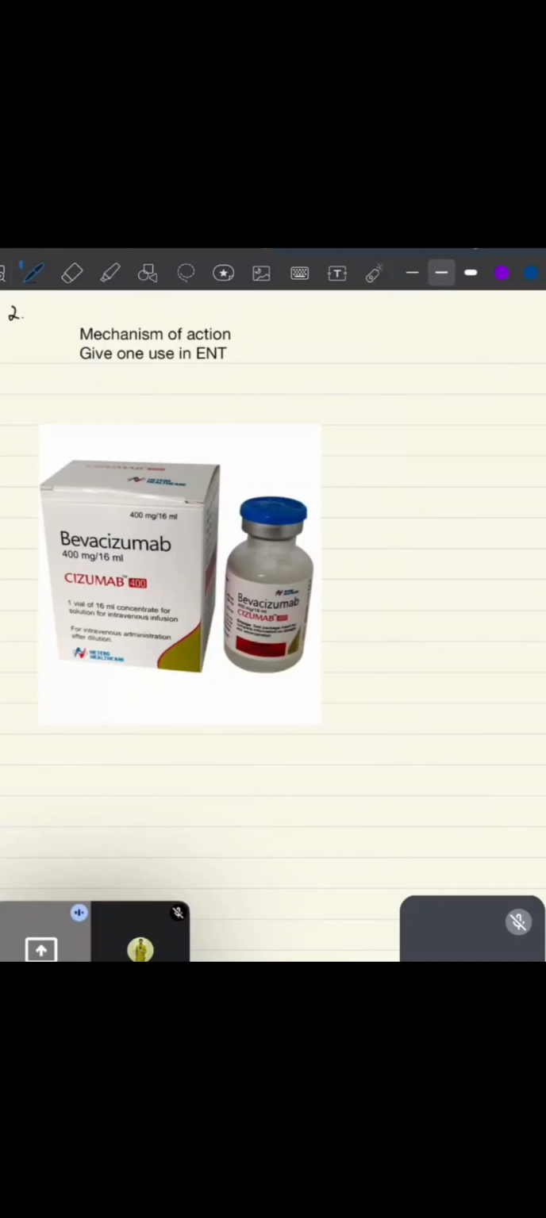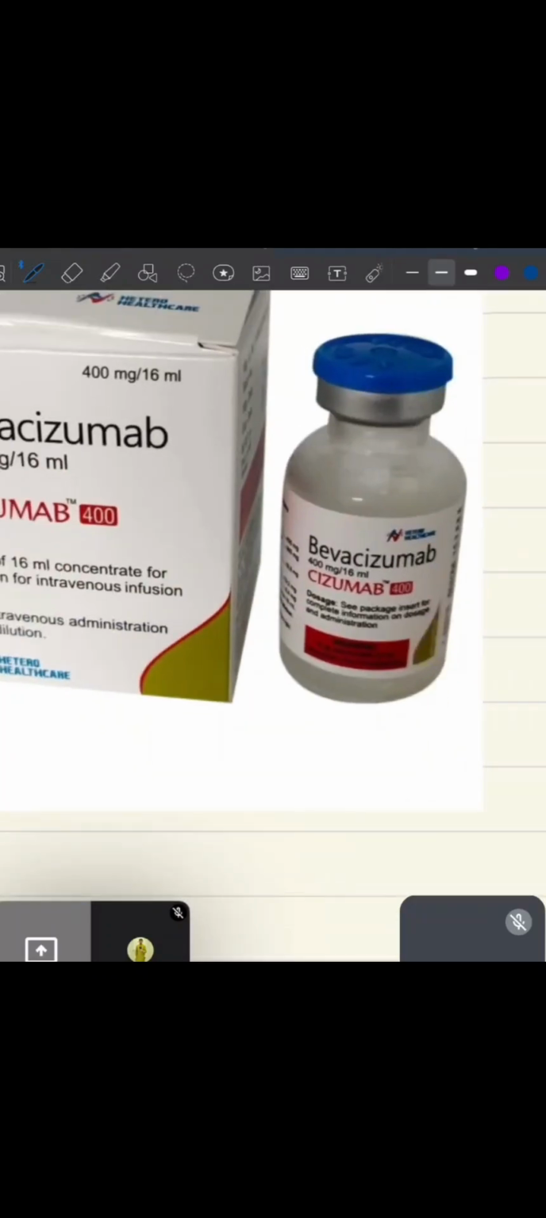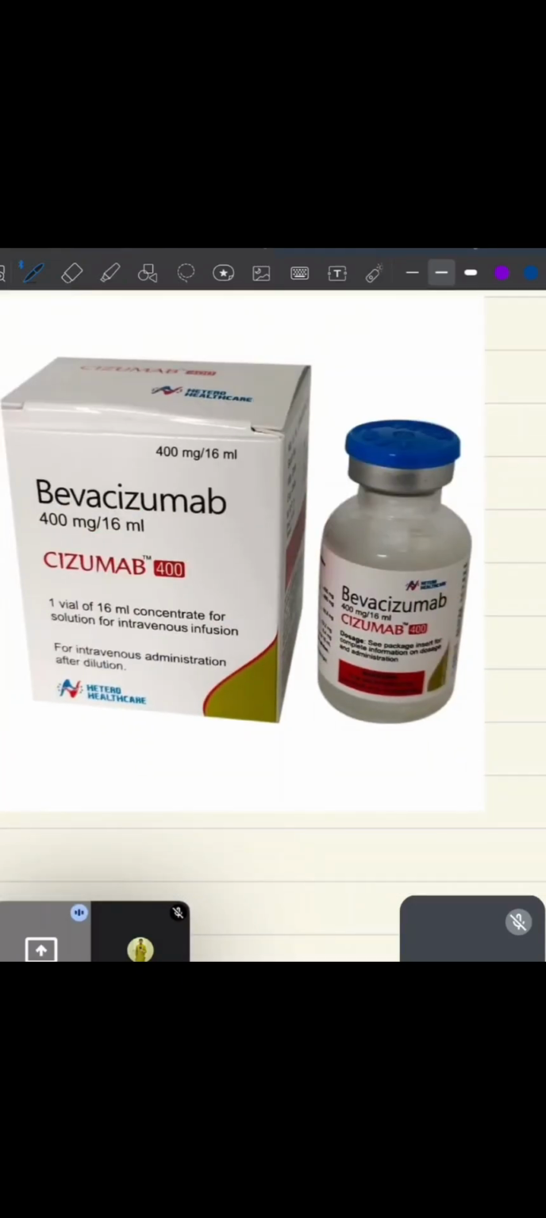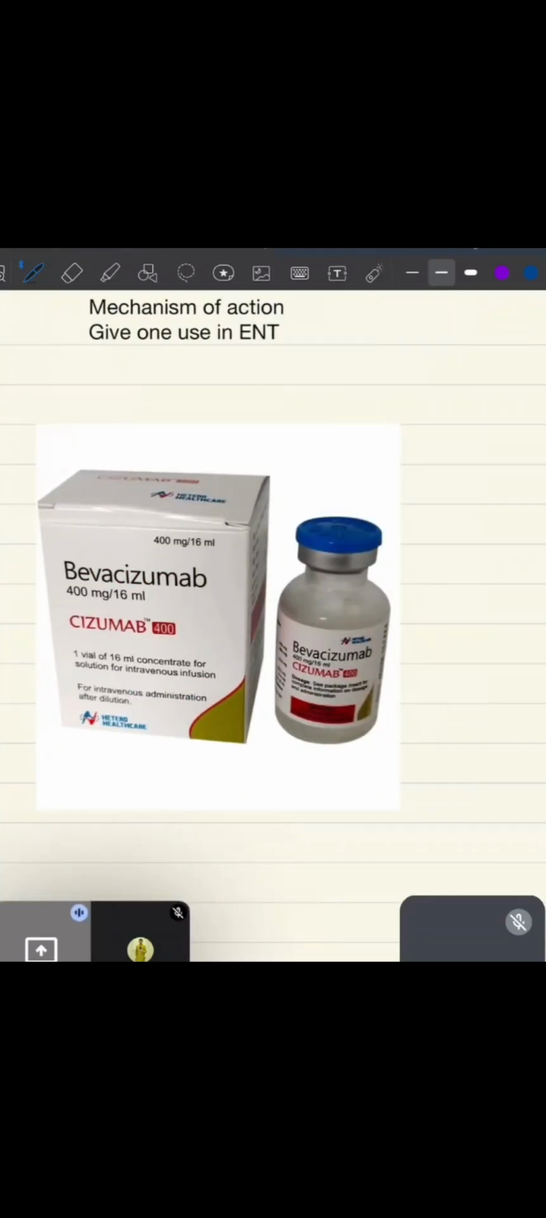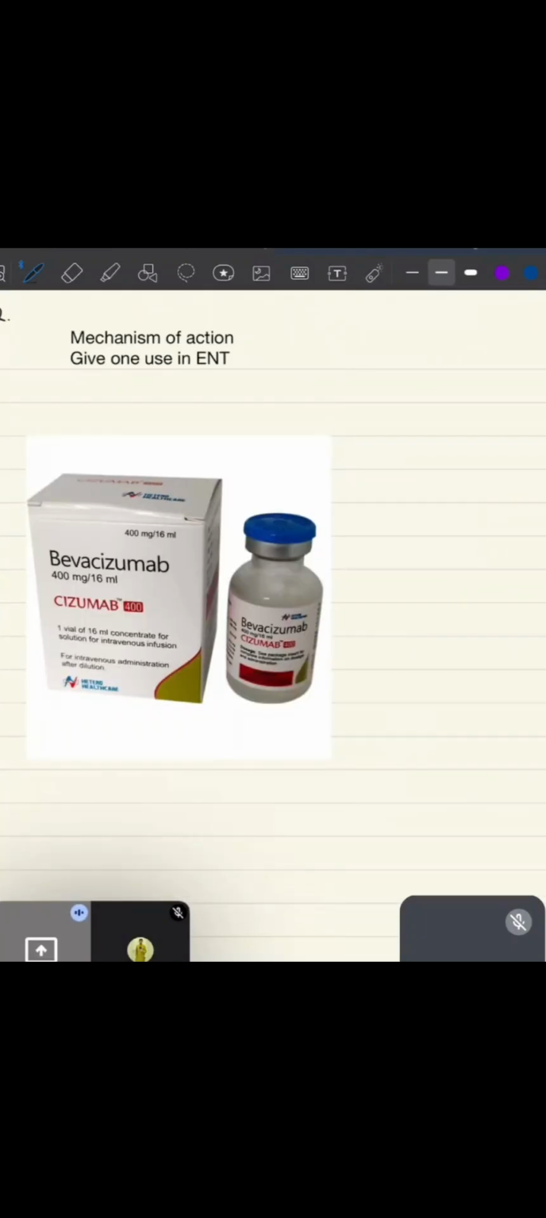Here I'll be needing a little bit of your help also. This is the first drug for today. Add this drug to your pharmac list. By the end of this session, not exactly this session, till we reach your practicals, you should have around 15 to 20 drugs ready in your kitty with all three possible questions. What is the mechanism of action? What is it used for in ENT? Or if anything specific is related to that drug, that should be known by you. So for bevacizumab, can somebody help me?